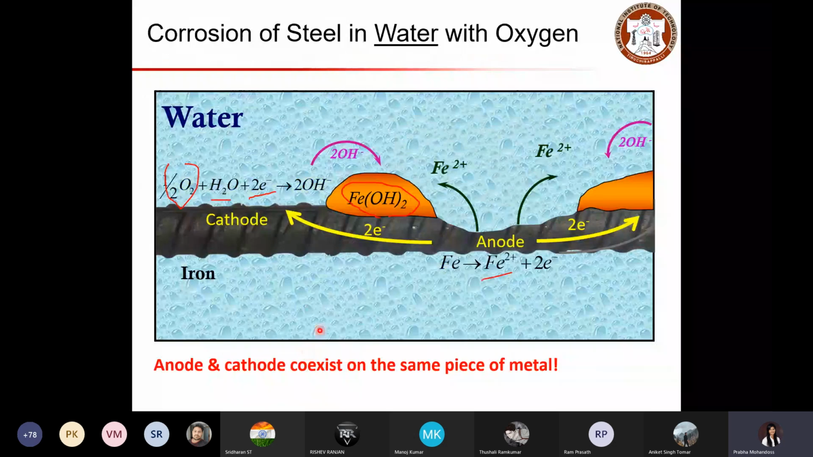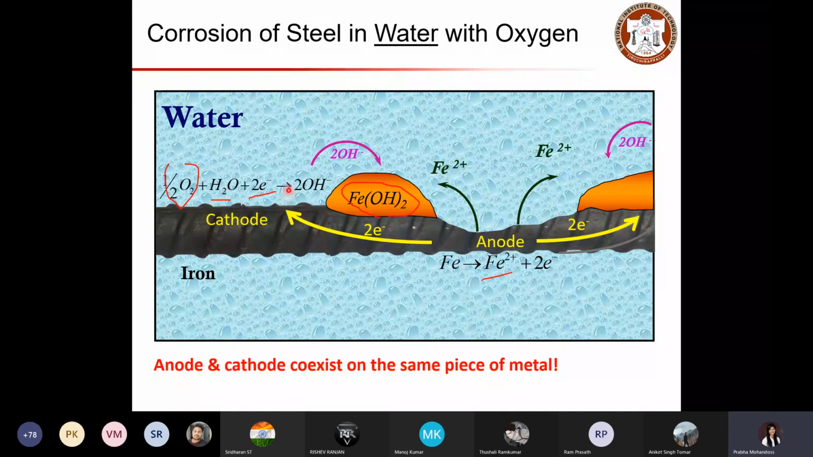So here in detail you can look at how corrosion of steel in water with oxygen happens. As I mentioned, you have the anode. In the anode your potential energy state is high, so the Fe becomes Fe2+ plus electrons. These electrons will move away from the anode and reach the cathode. So what happens in the cathode? In the cathode you have oxygen and moisture, and now you have this electron coming from the anode, and that will lead to the cathodic reaction and you will have the formation of hydroxyl ion.